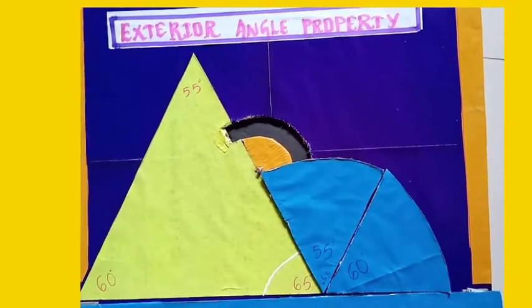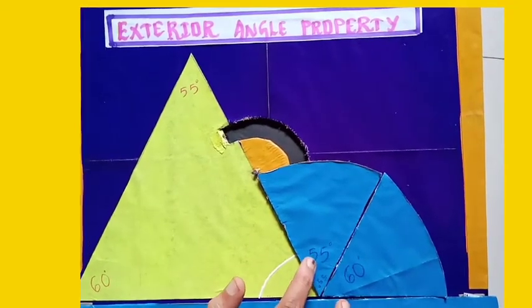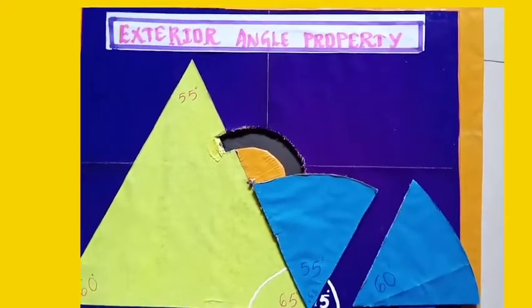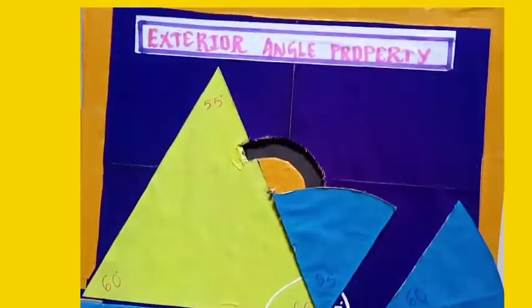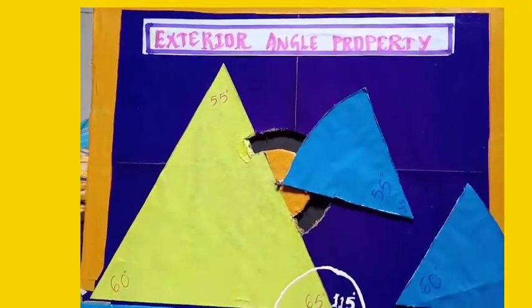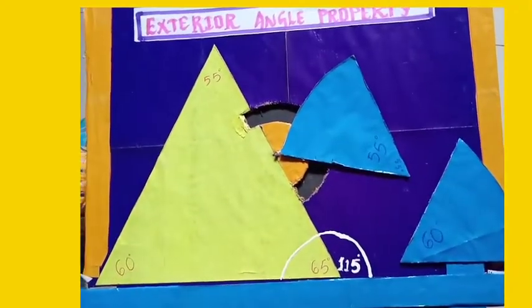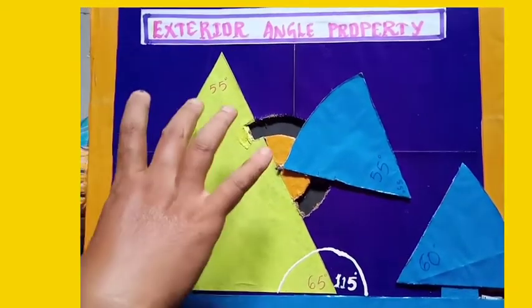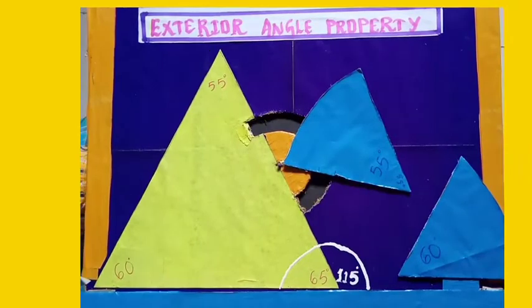And this is the sum of interior angles, 55 plus 60, that is 115 degrees, which is what is given here. So this proves that an exterior angle of a triangle is equal to the sum of the interior opposite angles. Thank you.